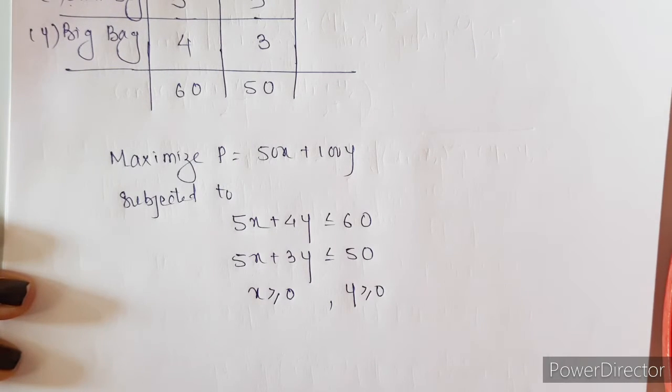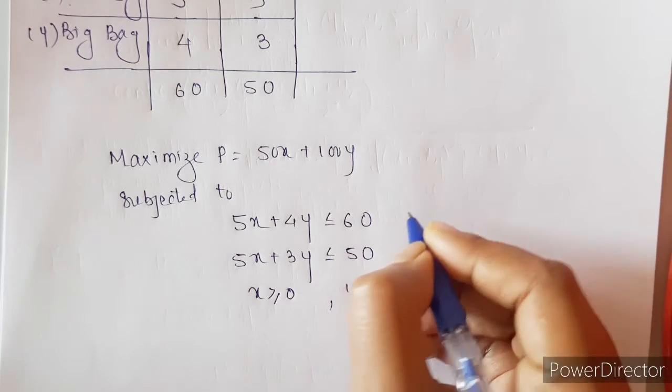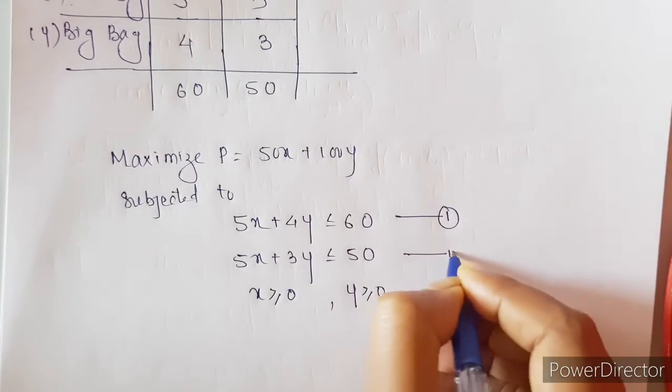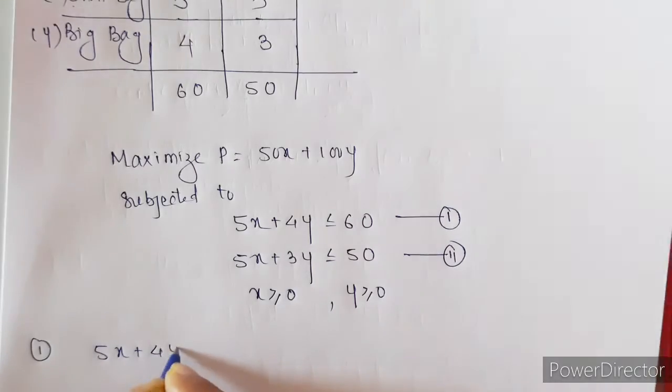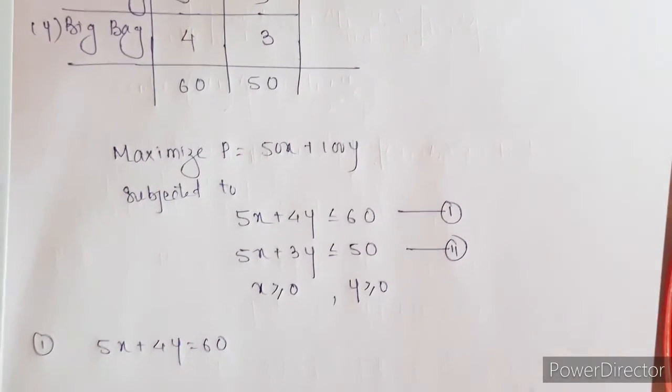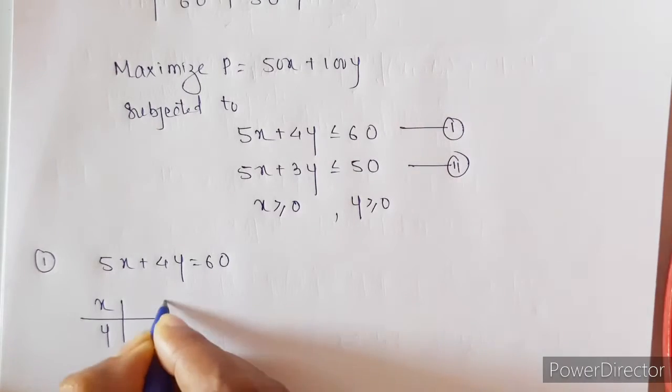Now first thing we have to draw the graph, and using the graph we have to find the feasible area, then the corner points, and at the end we have to find maximum profit. So let me first start with finding points. I am taking this as equation 1, equation 2. What is equation 1? 5x plus 4y equals 60. So value of x and y.